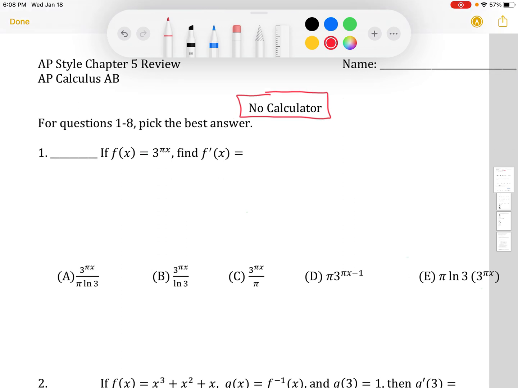Question number 1 says that if we have a function that's exponential, 3 to the pi x, it wants us to find the first derivative. So we can use a shortcut there.